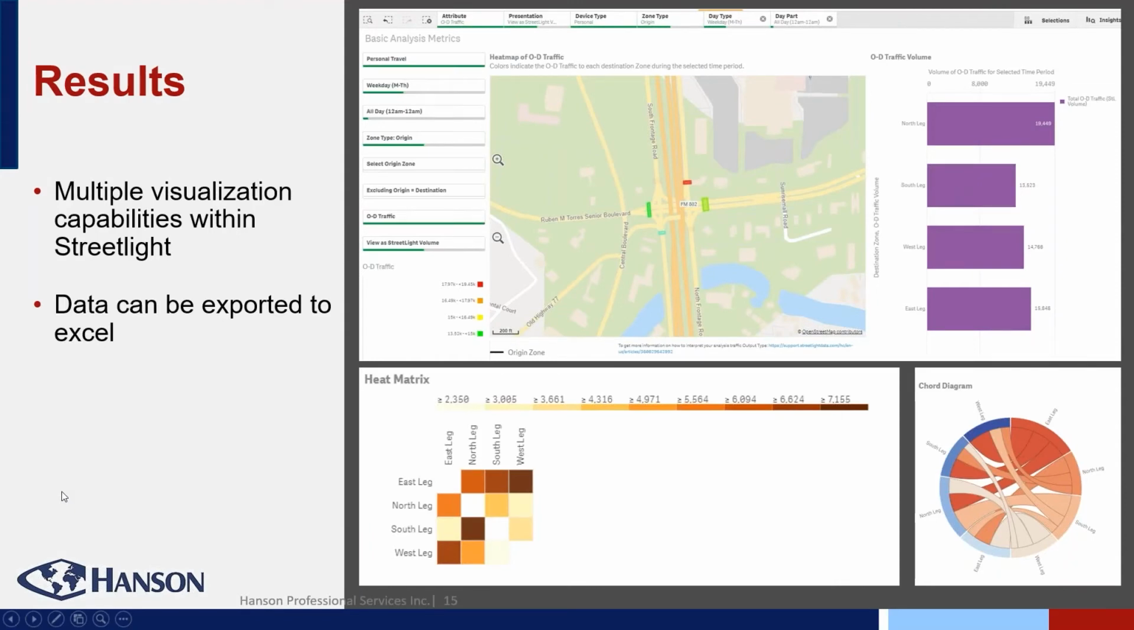All right. So for the results, when the analysis was complete, there's visualization features in StreetLight that were able to represent the data in a variety of formats. You can see here some of them. There was bar charts that could show the highest volume movements by leg. There's heat matrices, chord diagrams, etc. Looking at these visualizations was very helpful in making sure that all the inputs were correct from the previous stages, getting a sense of the general traffic trends, and double checking your work.